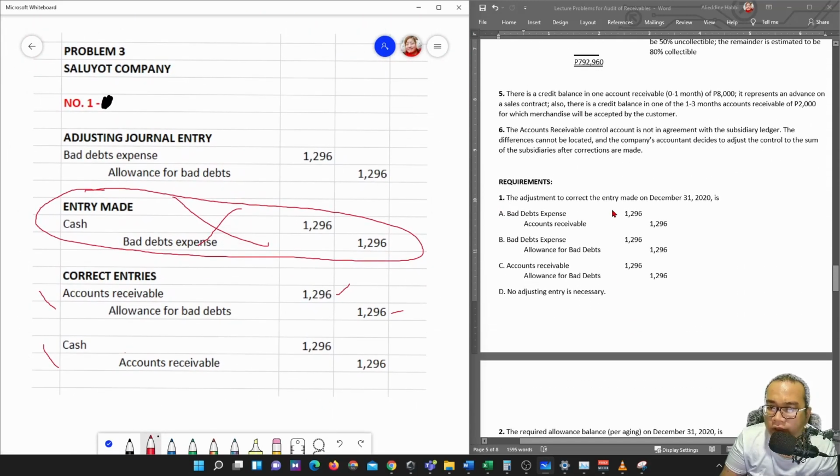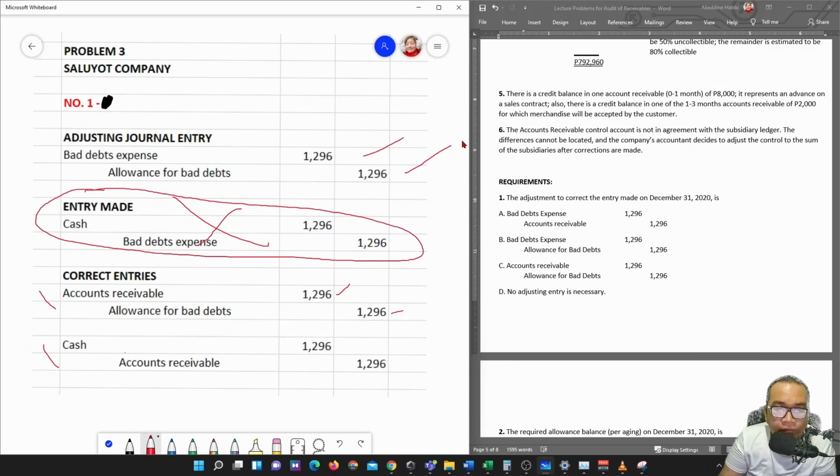So, the adjustment, kasi to correct the entry made is bad debt expense. Kailangan mong ibalik yan kasi itong ginawa mo. So, kailangan mo siyang i-debit. And yung allowance for bad debts in the amount of 1296. So, ito dapat. Yeah? So, yan.